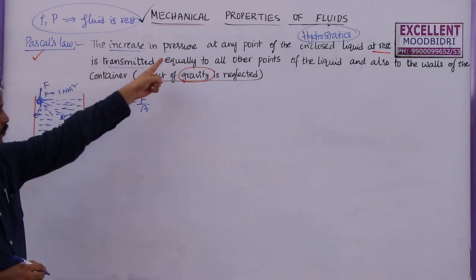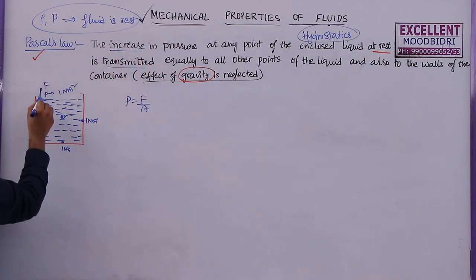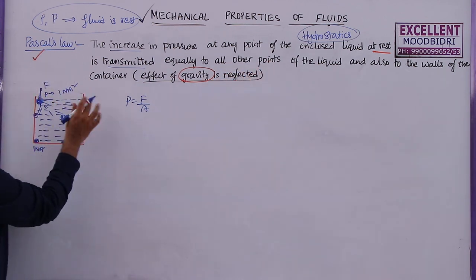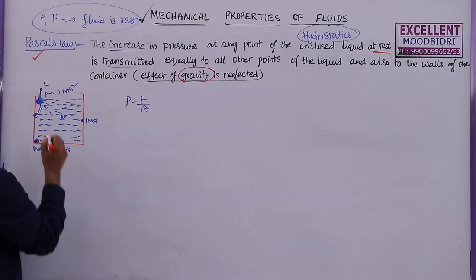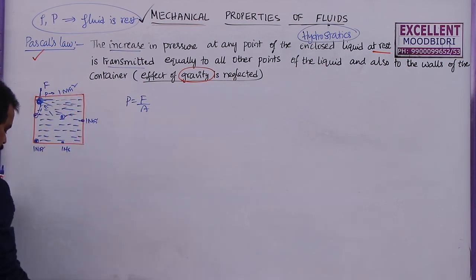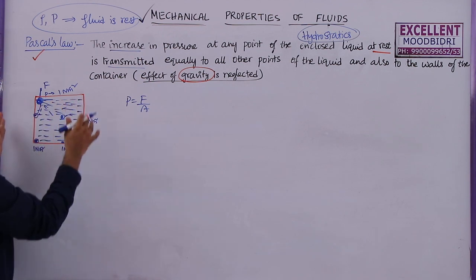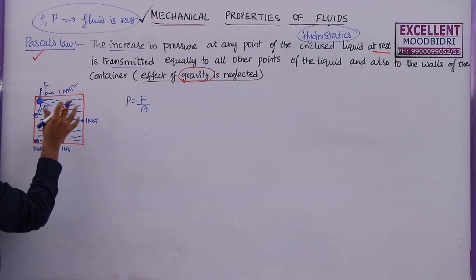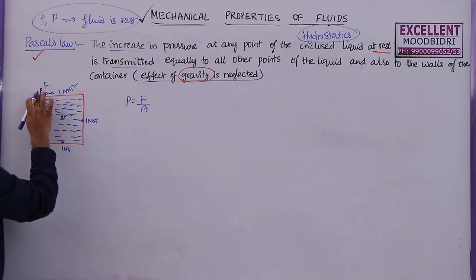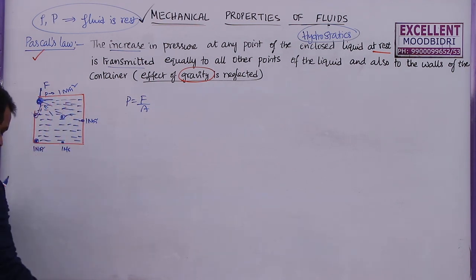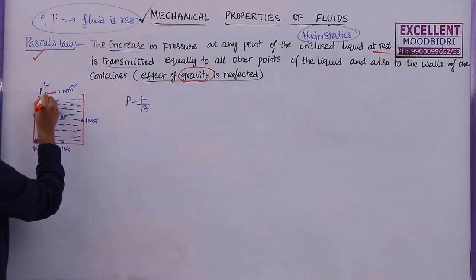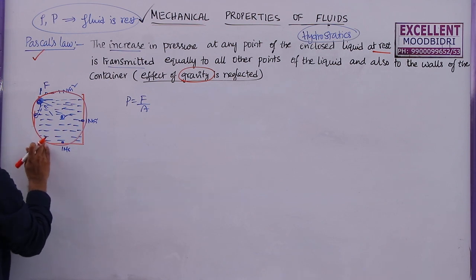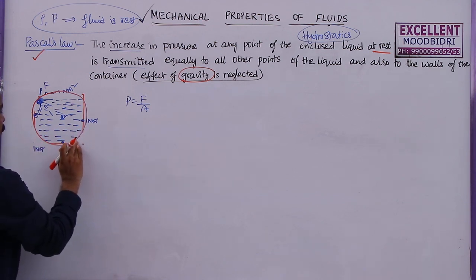The increase in pressure at any point of the enclosed liquid, remember it should be closed, it should not be open. If it is open, then we cannot use this. So if you take a rubber balloon and fill the balloon with water, let us say I am going to take a balloon instead of a container here. So this is a balloon which is filled with some liquid.